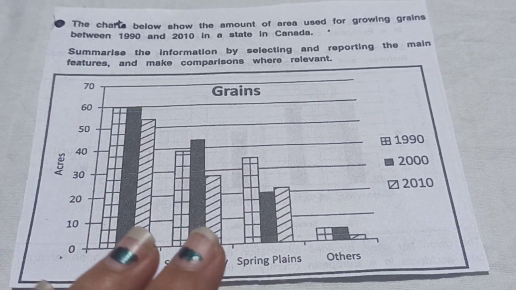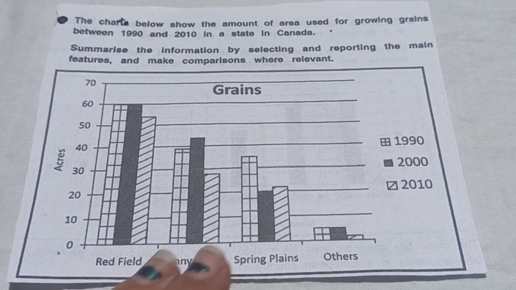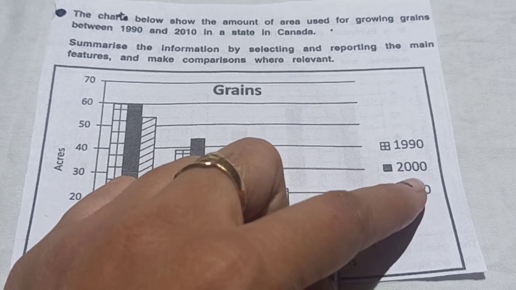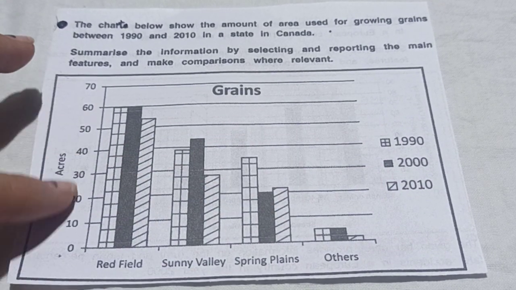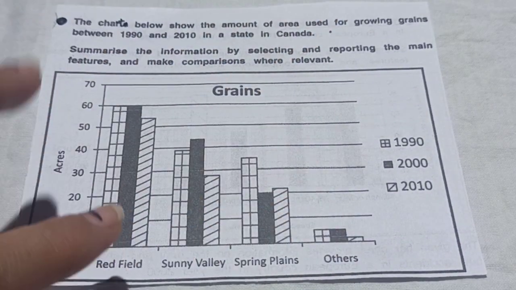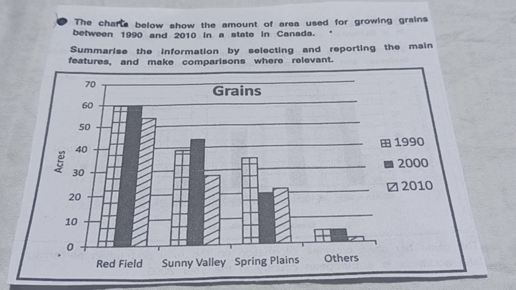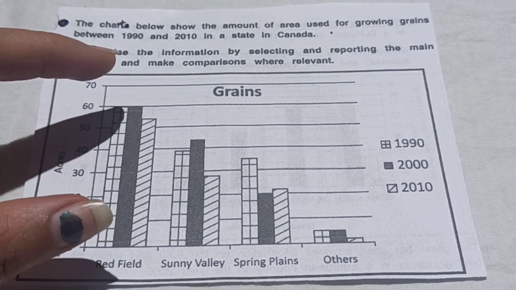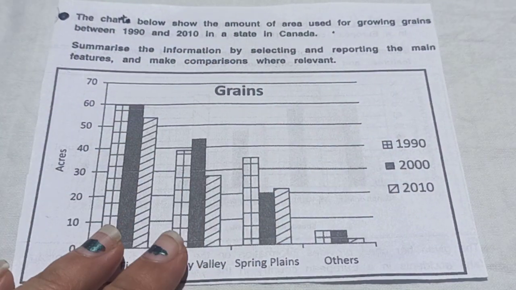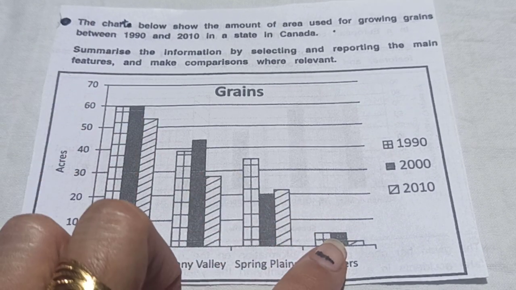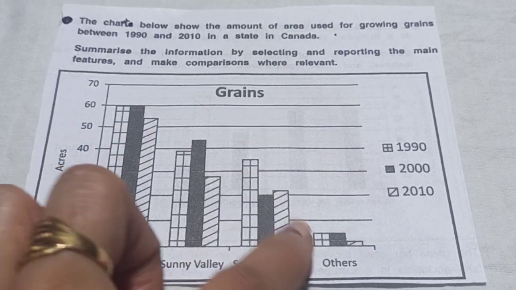Okay, so what is given? A bar graph is given to us, and three years are given: 1990, 2000 and 2010. On the y-axis the land is given in acres, and on the x-axis the fields are given, the names of the fields on which crops were grown. As it is conspicuous, that means it is clear from the graph, that the red field was used hugely in all the 3 years. It showed a decrease, but it was enormously used in comparison to all the other fields.